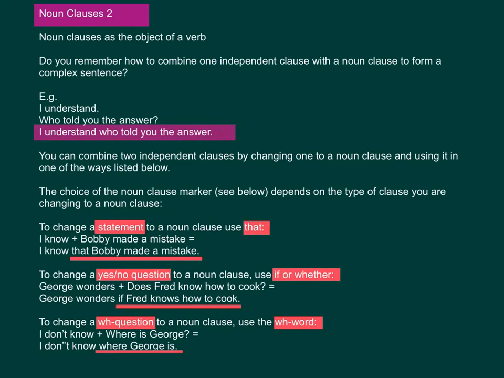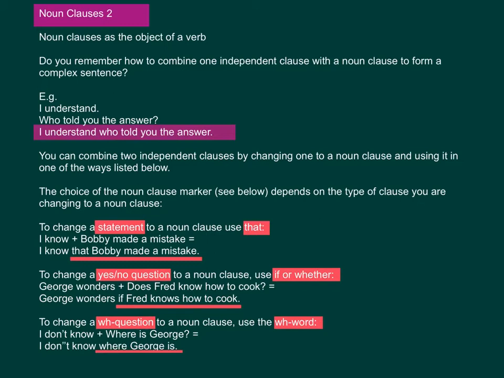To change a statement to a noun clause, use that. For example, I know. And Bobby made a mistake. The same as I know that Bobby made a mistake. To change a yes or no question to a noun clause, use if or whether. Like George wonders, and does Fred know how to cook? The same as George wonders if Fred knows how to cook.